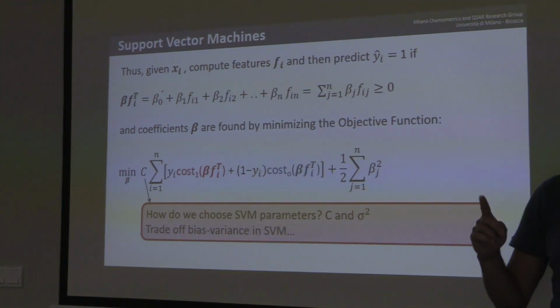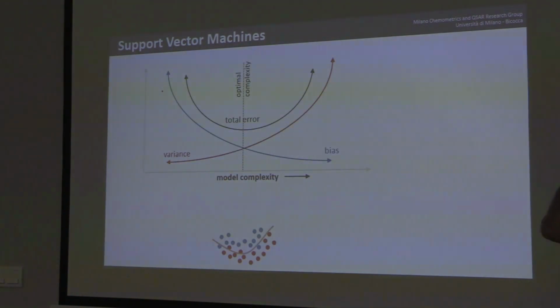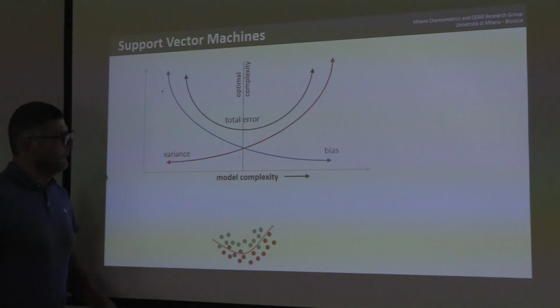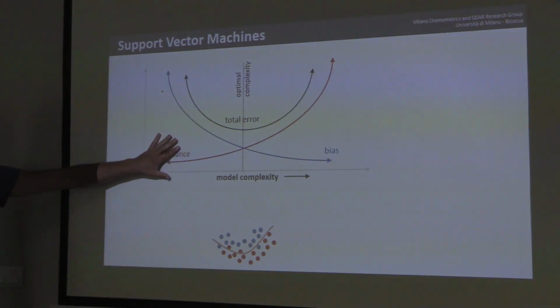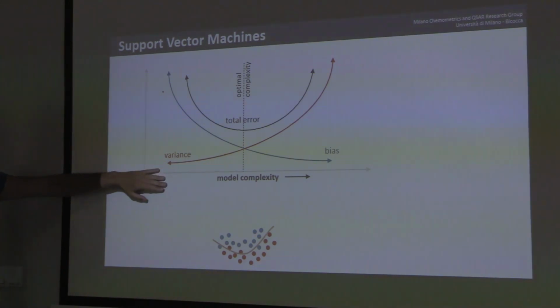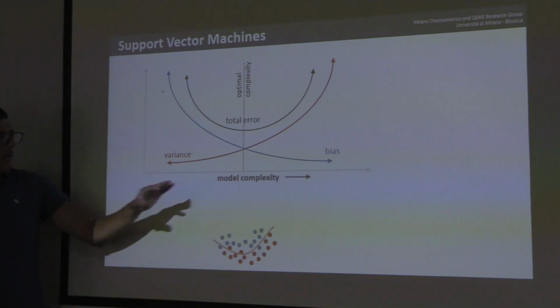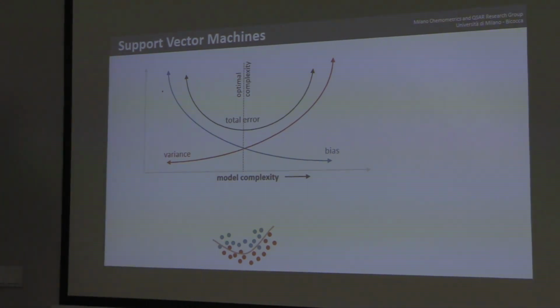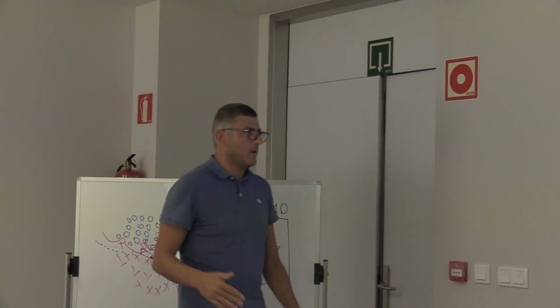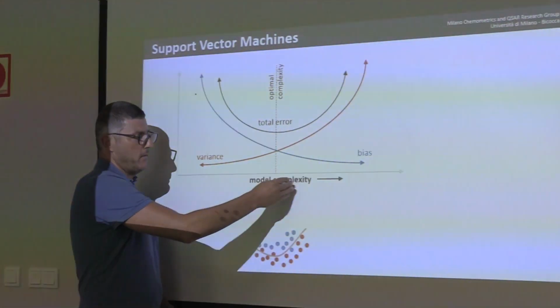But we can start by saying this thing. You have already seen this plot somehow, somewhere. When you tune a model, so you select the number of latent variables or whatever, you choose the model complexity.